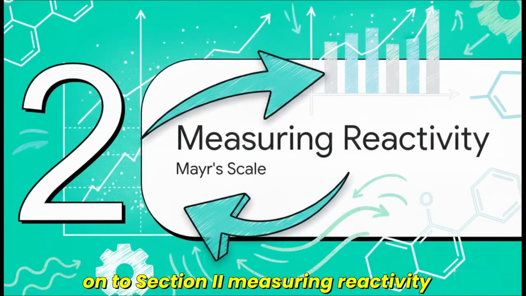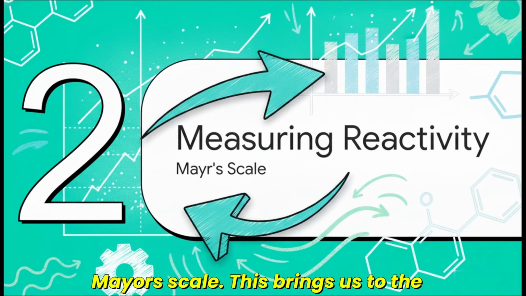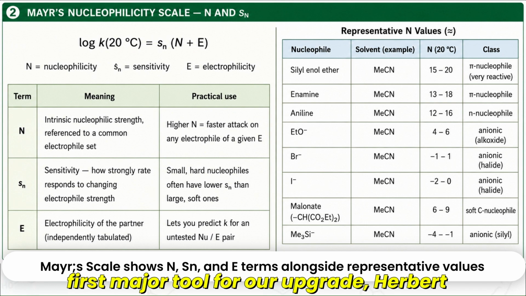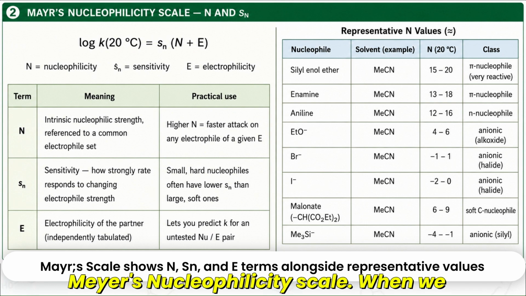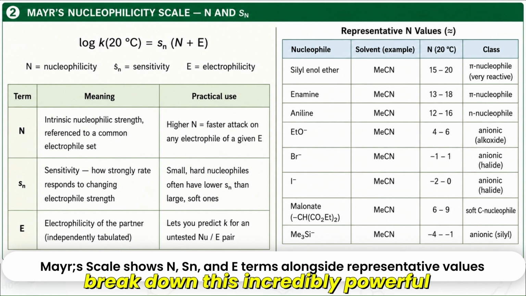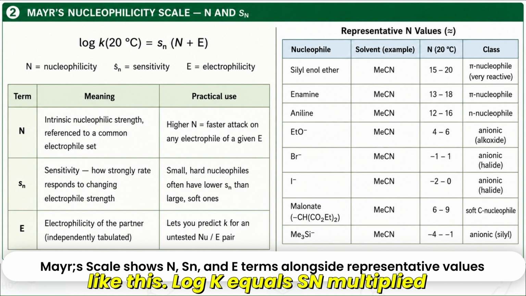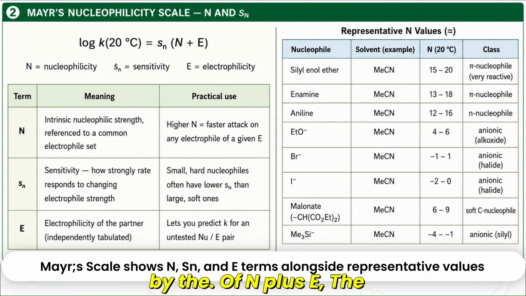Moving on to Section 2, Measuring Reactivity, Mayr's Scale. This brings us to the first major tool for our upgrade, Herbert Mayr's Nucleophilicity Scale. When we break down this incredibly powerful linear free energy equation, it works like this. log k equals sN multiplied by the sum of N plus E.